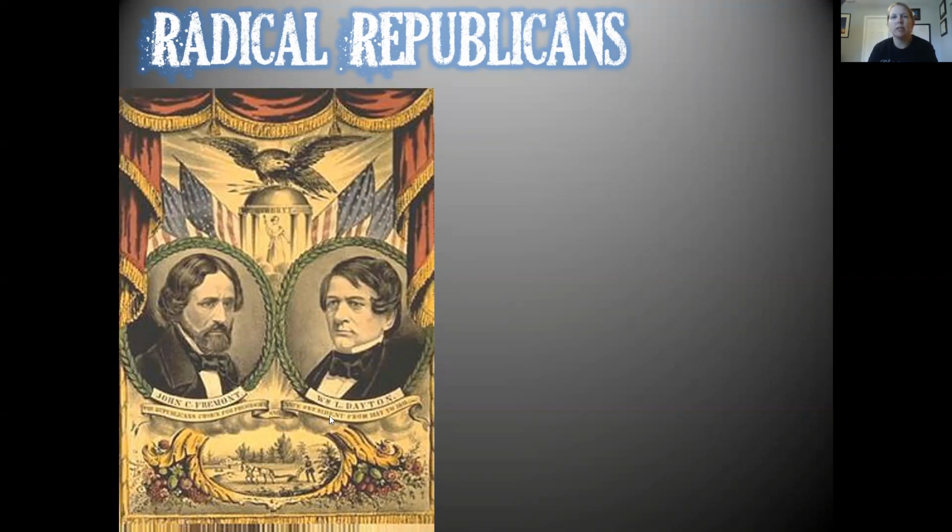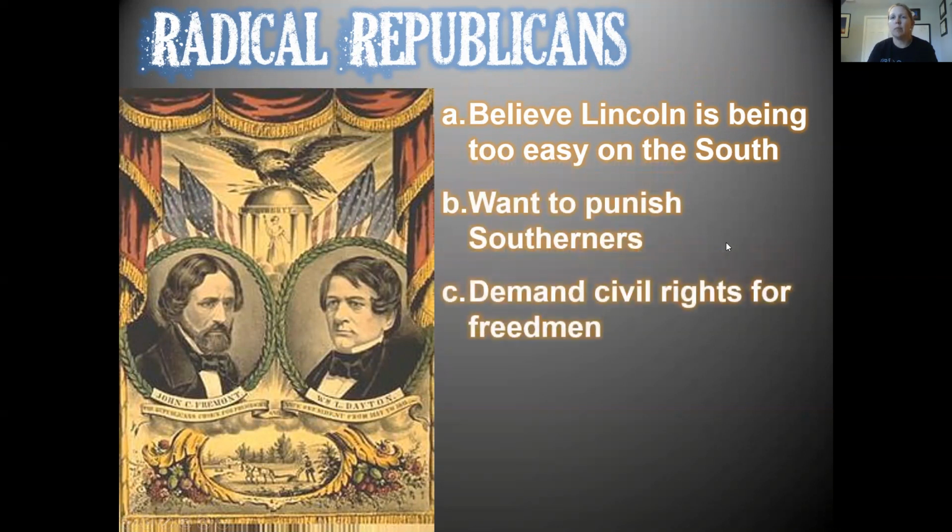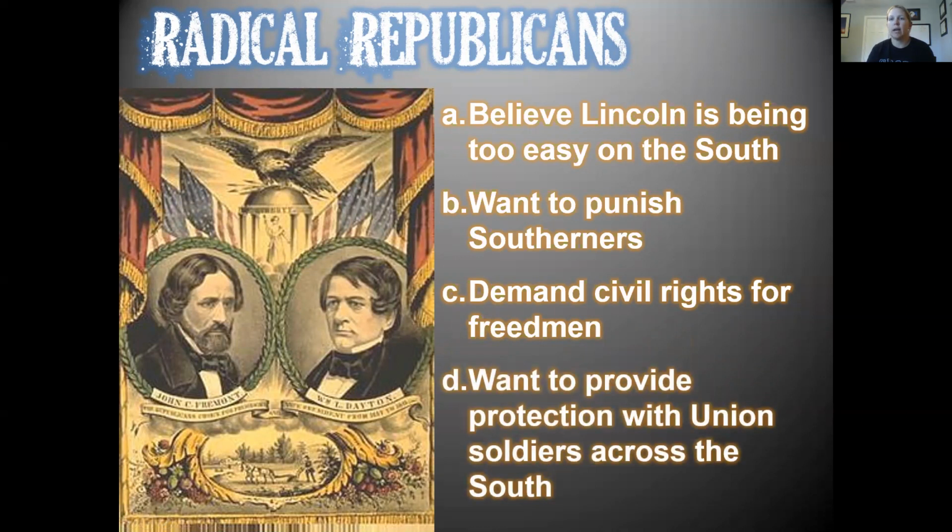And these radical Republicans had a little bit different plan than Abraham Lincoln. They really thought Lincoln was being too easy on the South. They wanted to kind of punish them for leaving the Union, punish them for the Civil War. And they wanted to absolutely demand those civil rights for freedmen. Freedmen are slaves that are freed after emancipation. So when the slaves got free, they were called freedmen after that. Whether they were men or women didn't matter. They were just called freedmen. And they really felt like there should be some civil rights for these freedmen, that they should have the same guaranteed rights as the white people of the South as well. And they also wanted to provide protection with the Union soldiers across the South.